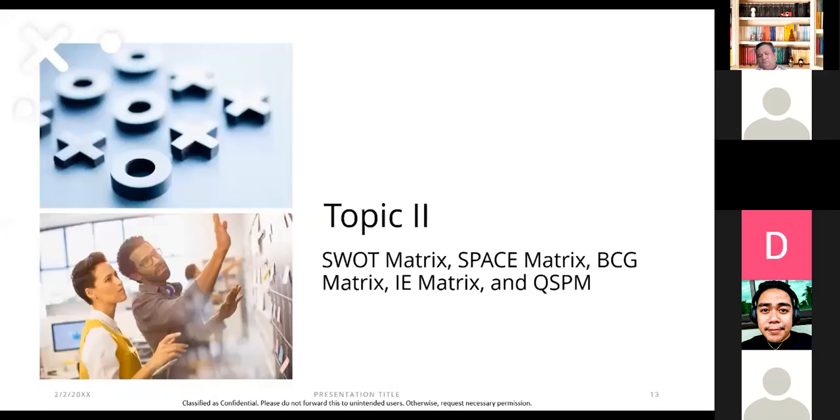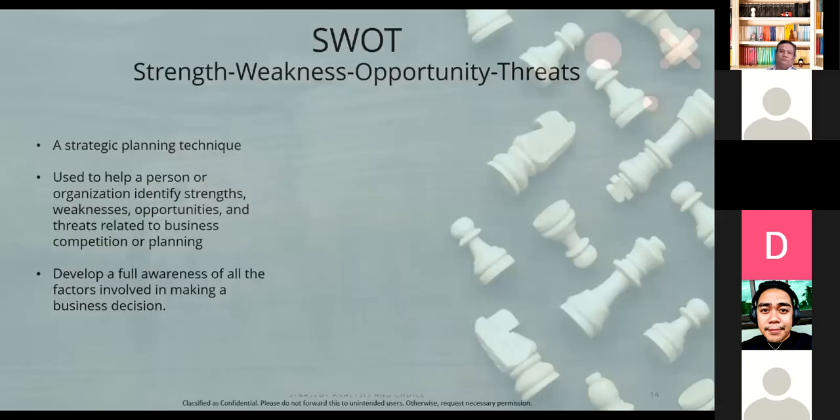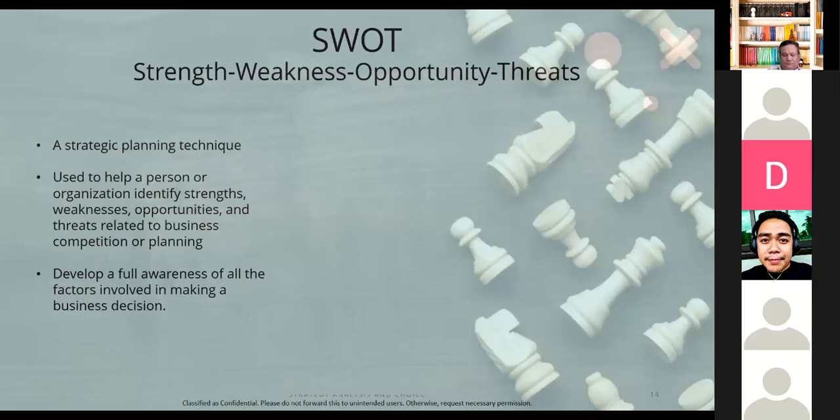Topic number 2, I'll be discussing SWOT, SPACE, BCG, IE, and QSPM. The first tool that I'll be discussing is SWOT. SWOT stands for Strengths, Weaknesses, Opportunities, and Threats. It is a strategic planning technique used to help a person or organization identify strengths, weaknesses, opportunities, and threats related to business competition or planning. It also helps the organization develop a full awareness of all the factors involved in making a business decision.